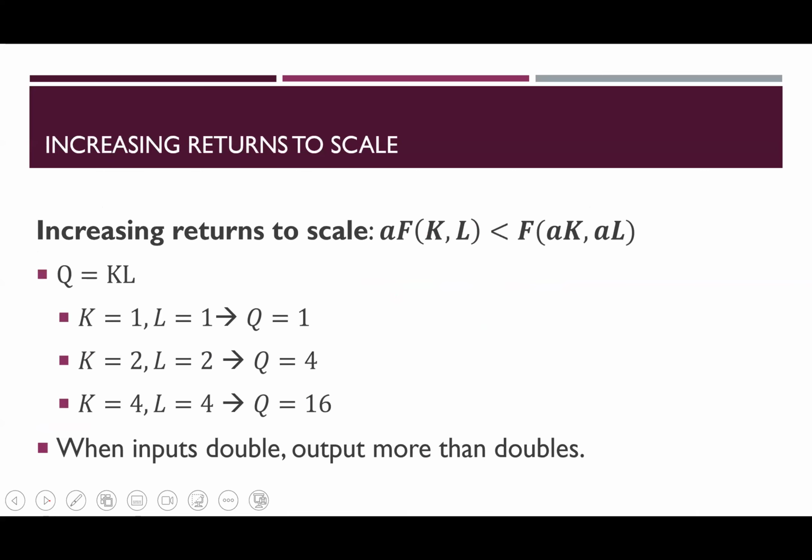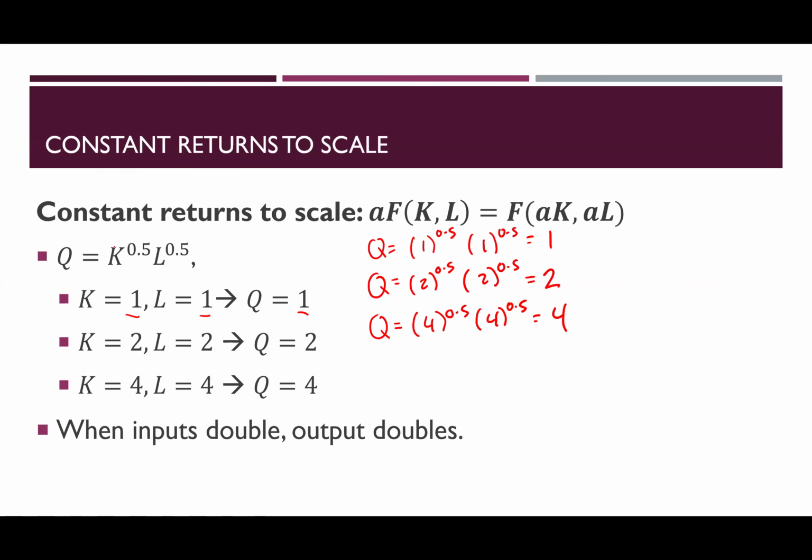One thing here, we can tell that our production function has constant returns to scale by looking at the exponents, right? So 1/2 plus 1/2 equals 1. That tells us that our production function has constant returns to scale.